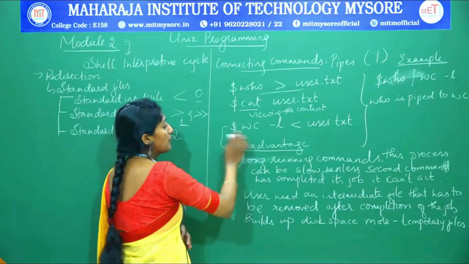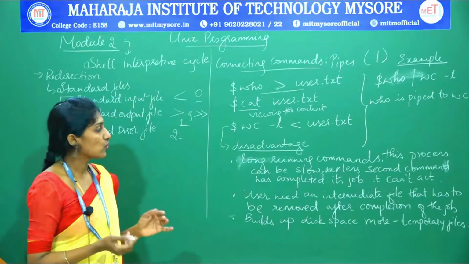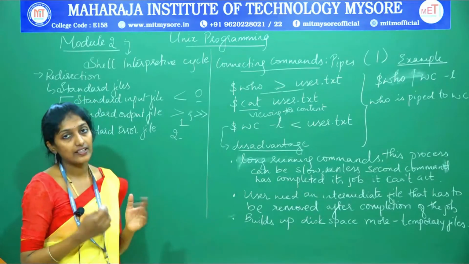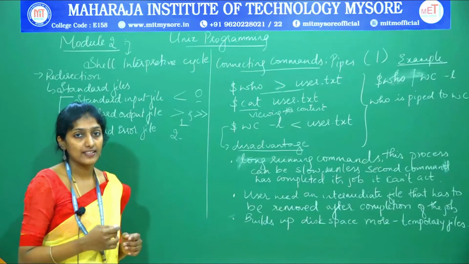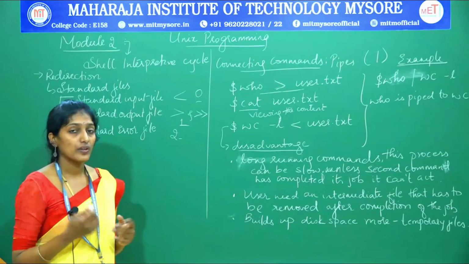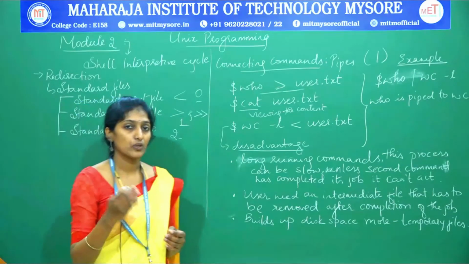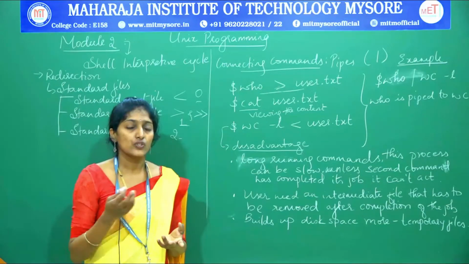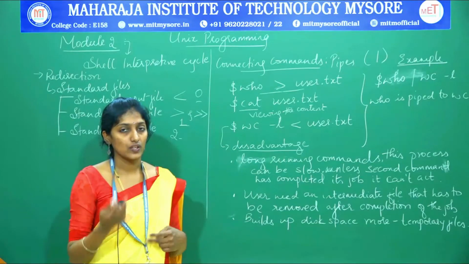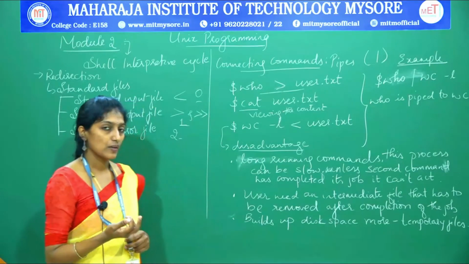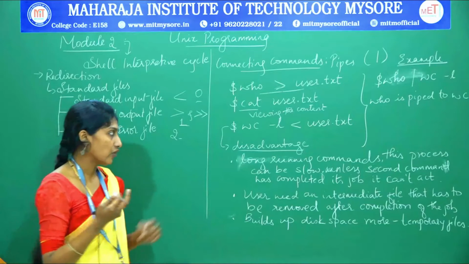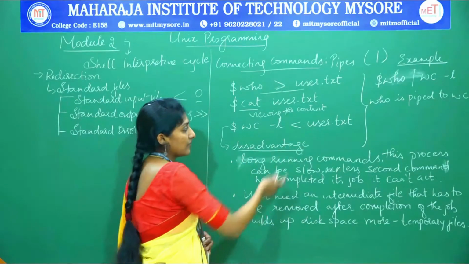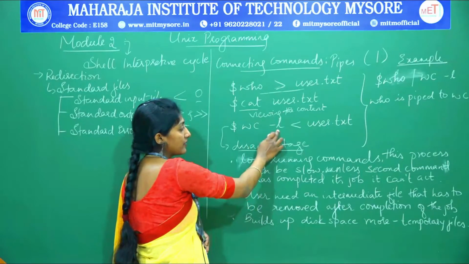Next, I am trying to get the input from the user.txt file and get the count of the number of lines in that who command output. How can it be done? One of the commands used in Unix to count the number of lines, characters or words is the wc command. I am going to use the wc command with the option -l, getting the input data from user.txt to wc -l.